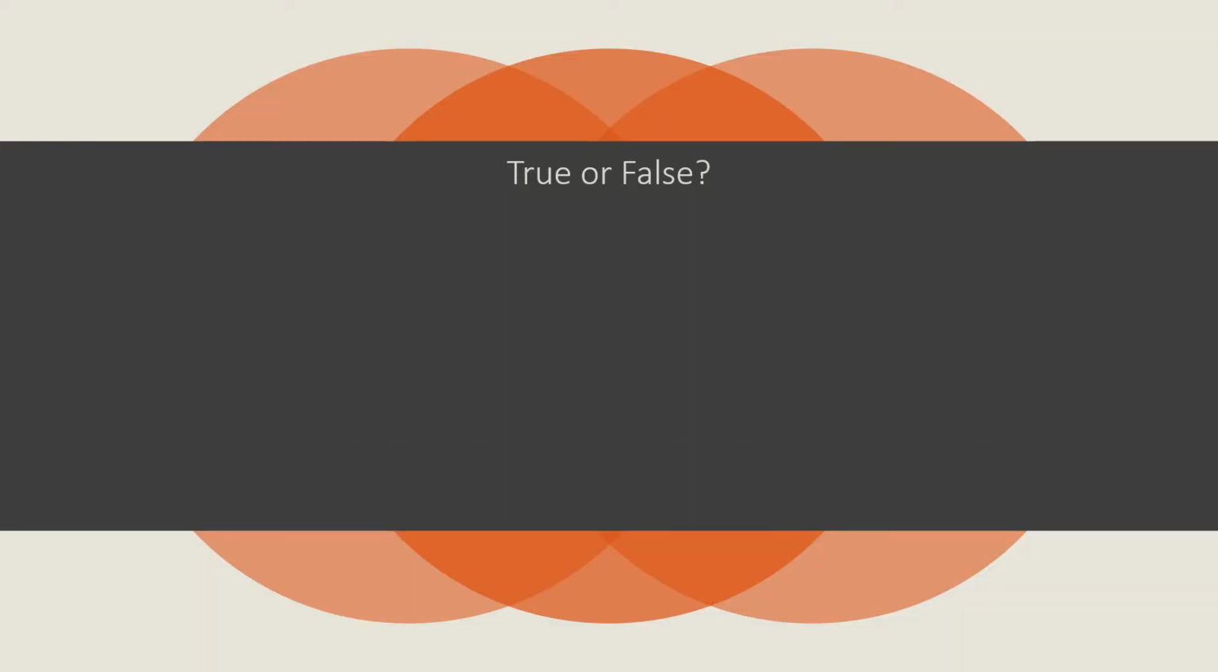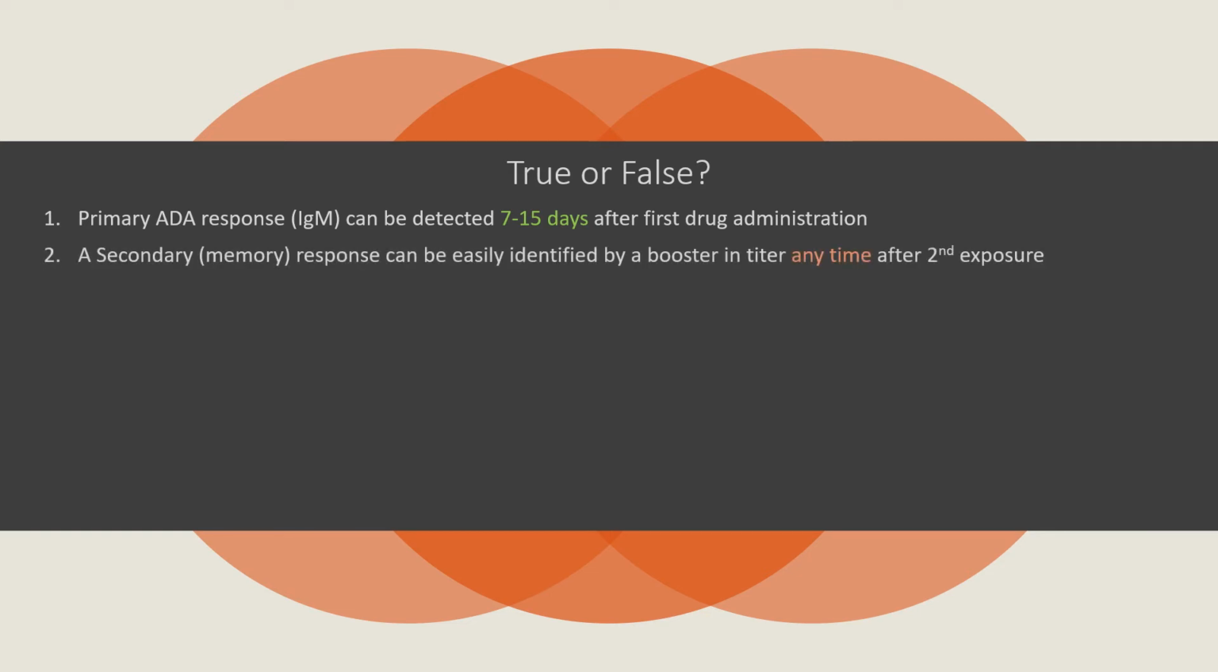Let's take a look at the first few questions that I had posed at the beginning. Number 1, primary anti-drug antibody response, IgM, can be detected 7 to 15 days after the first drug administration. That's true. A secondary memory response can be easily identified by a booster in titer anytime after the second exposure. This is false, because it's not any time.